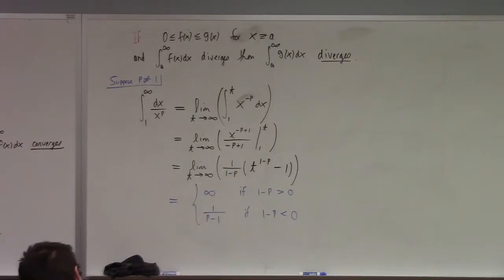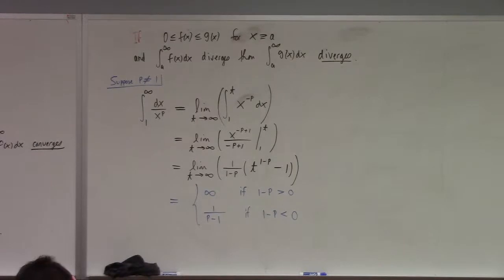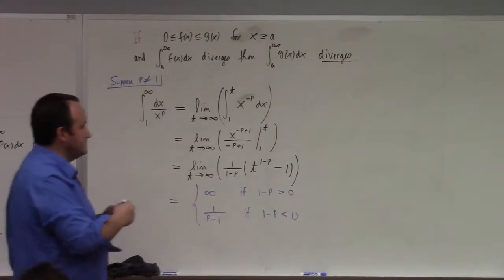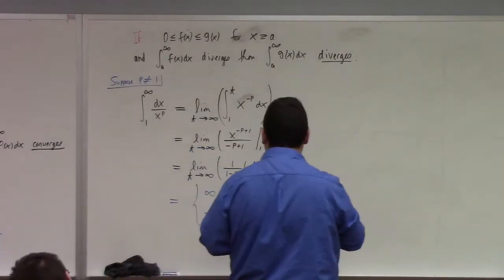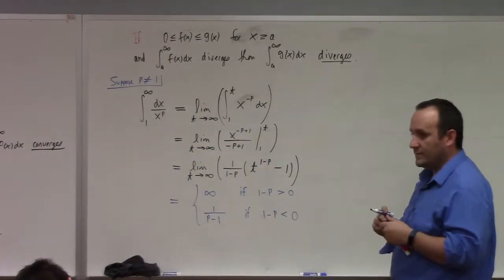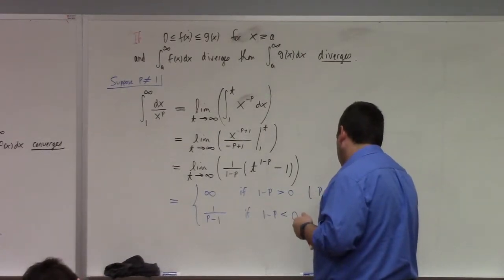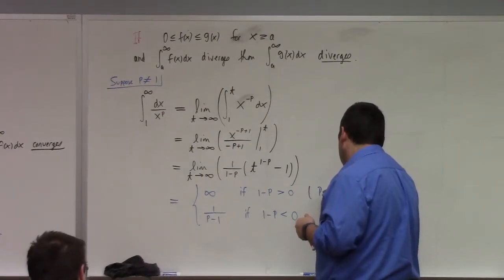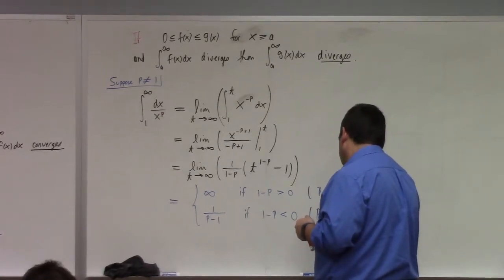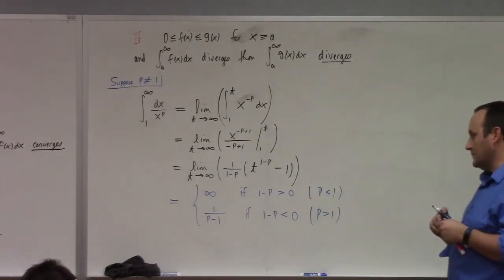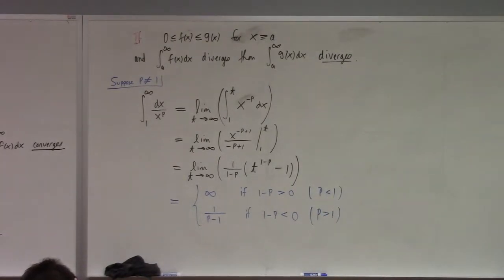to 0, right, in these two different cases. So this integral, sometimes it converges, sometimes it diverges. What happens when p equals 1? See, because this is really p less than 1, excuse me, can't do math, and this over here is p greater than 1. What about when it's equal to 1? What happens?